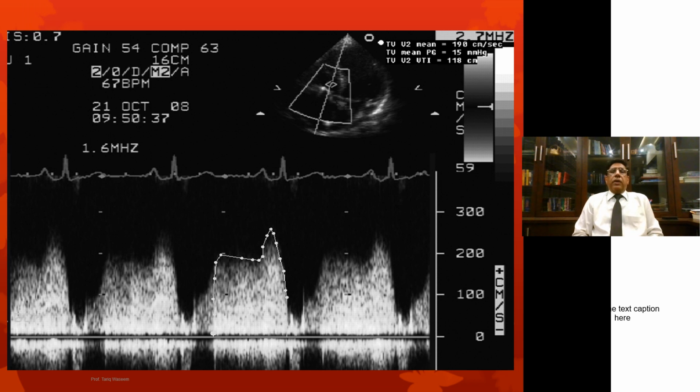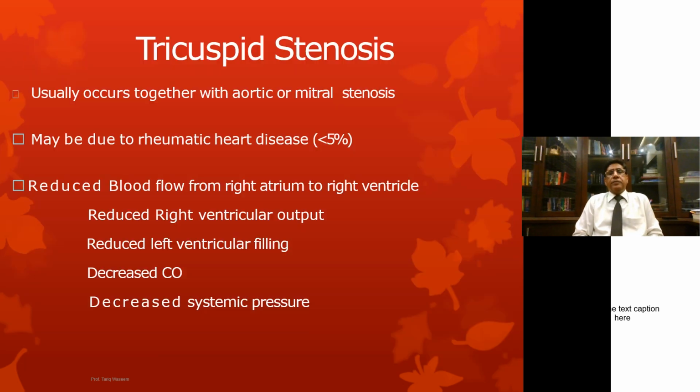This is a Doppler representation of the flow across the tricuspid valve. As you can see, the blood flow pattern or velocity are similar to those seen on the left side on the mitral valve. So there is a reduced EF slope, and the A wave is prominent.